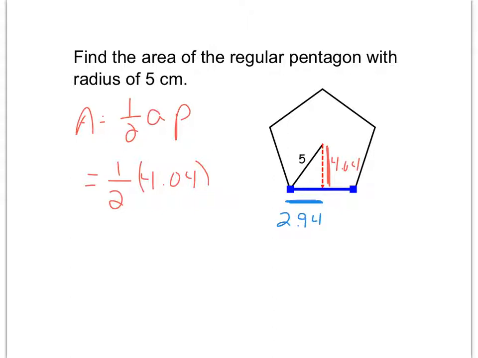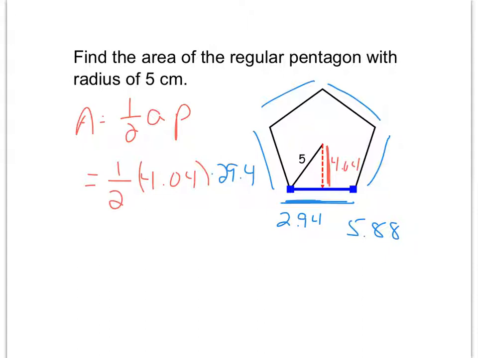But now to find the base of my triangle, I know I need to take that and multiply by 2. So this thing would be 5.88. And now I'm going to take that and multiply by 1, 2, 3, 4, 5. It's a pentagon, I have 5 sides. So I need to multiply 5.88 times 5. And that's going to equal my perimeter, which is 29.4.